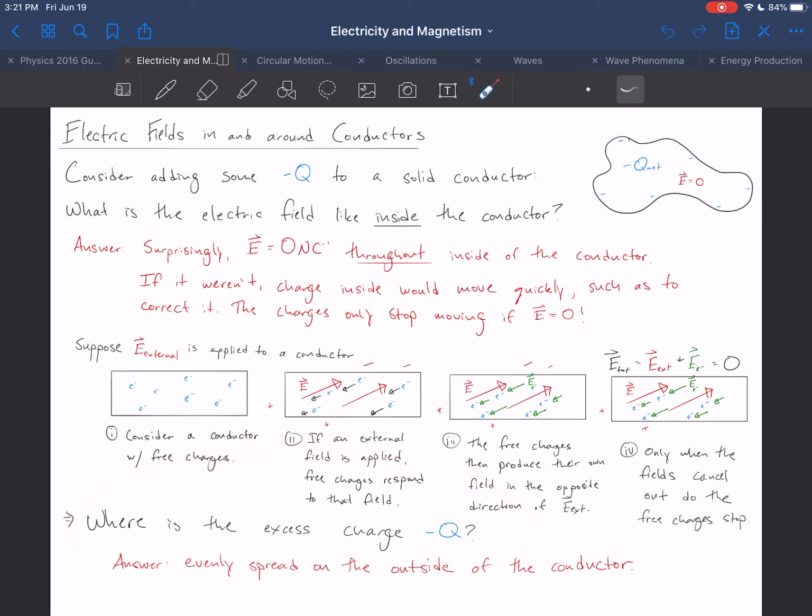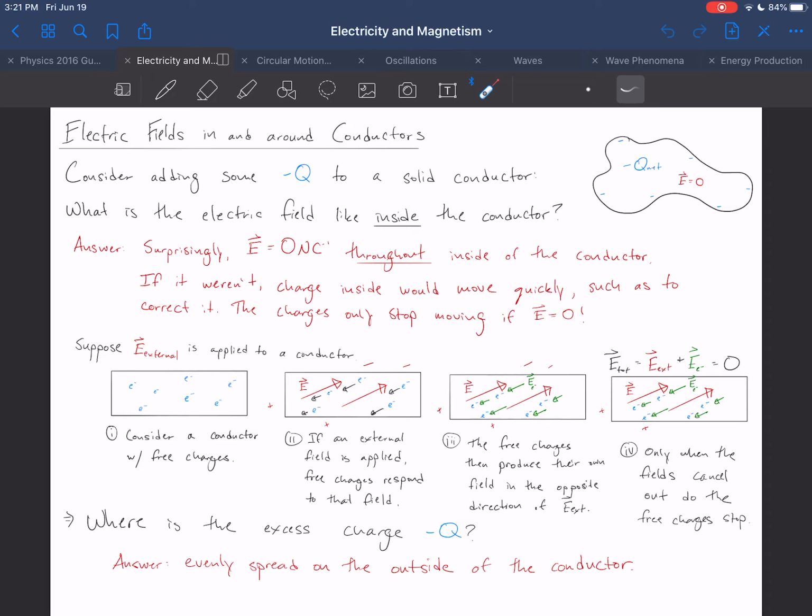Where is that excess charge then? It's evenly spread on the outside of the conductor, as far away from itself as it can be. You might think that some of it would spread out on the inside of the conductor. But as it turns out, that doesn't happen. Why? Because if there's a little negative charge right here inside the conductor, it will be feeling a non-zero electric field. And as a result, it will move to the outside.